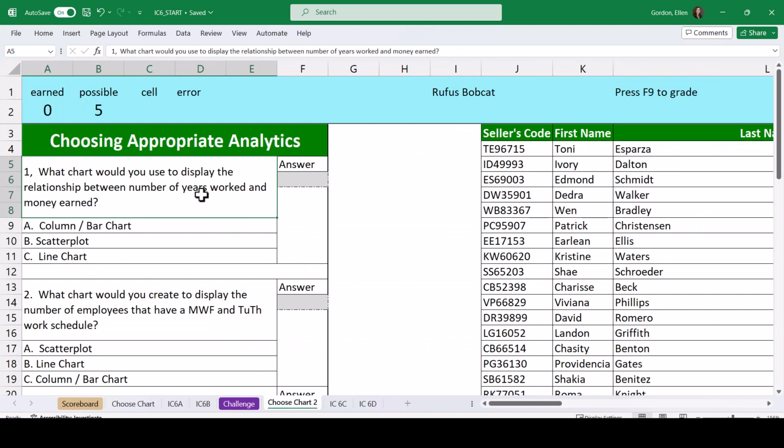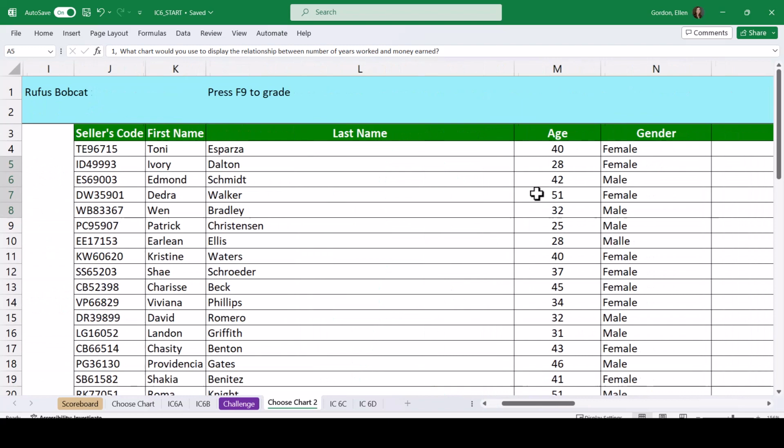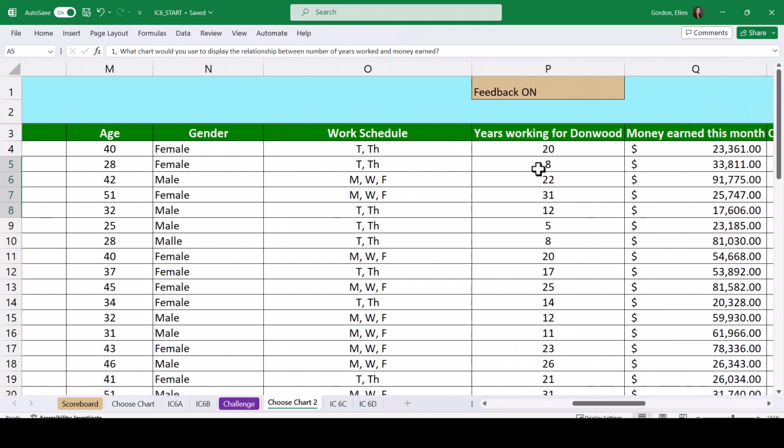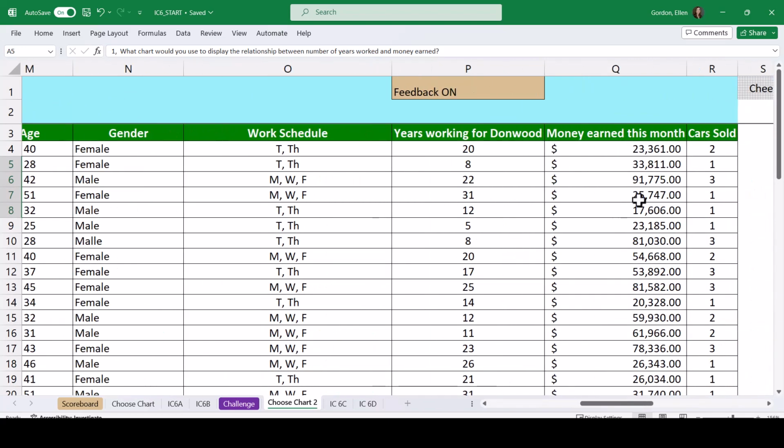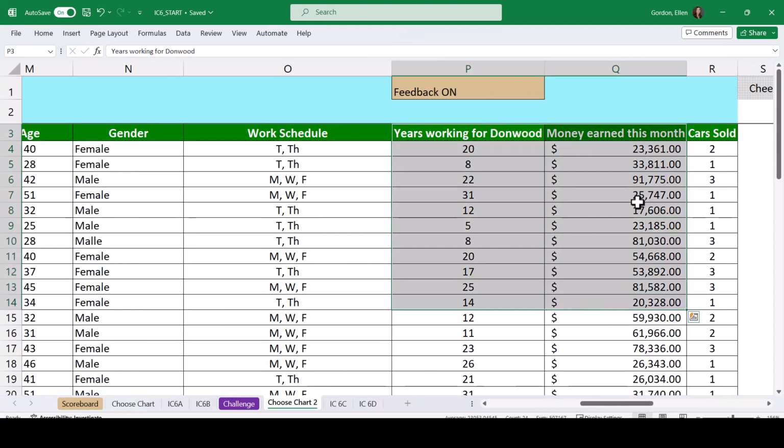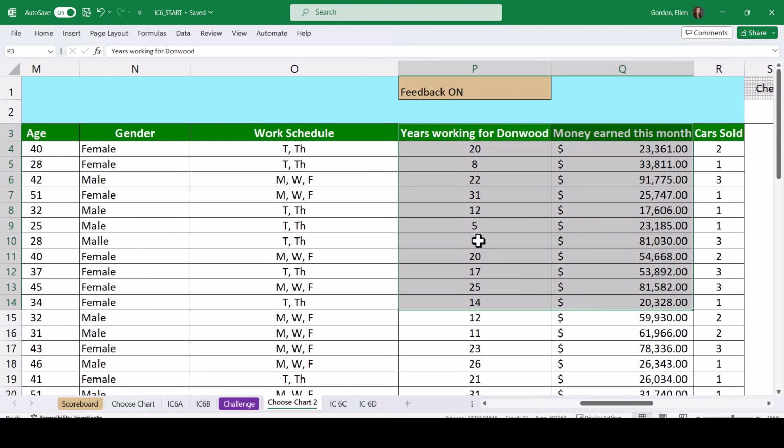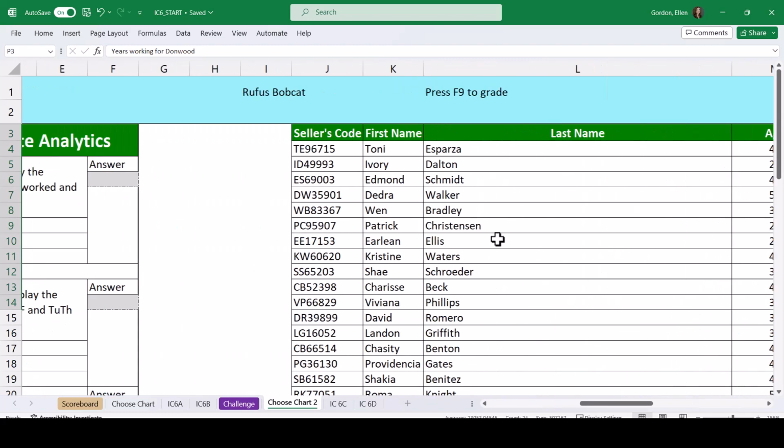So let's go through the example. Question 1 is, what chart would you use to display the relationship between the number of years worked and the money earned? This question is talking about two variables, the number of years worked and the total money earned. So these are quantitative variables. They are numerical. They represent the quantity or the amount of something.